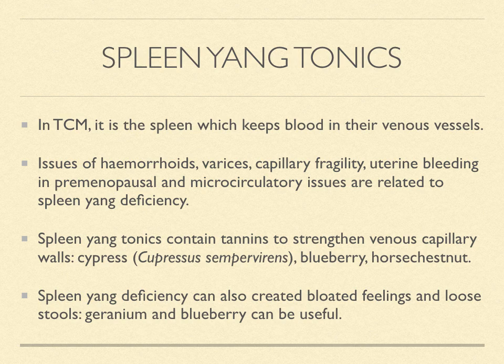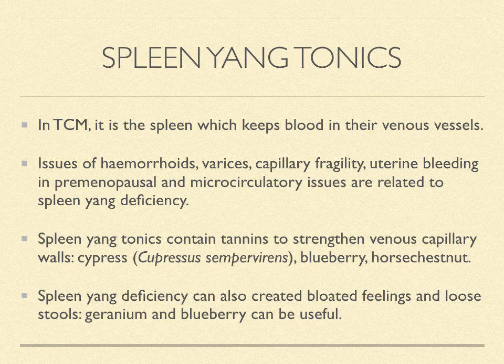So if we identify a spleen-yang deficiency in our patient with any of the above, then we think of spleen-yang tonics. So again, in TCM, they call them spleen-yang tonics, but we see that many of these herbs are indeed great for the venous walls because they contain tannins, which strengthen, tonify that capillary wall. Cypress, of course, is a good one. Blueberry and horse chestnuts are other examples. Blueberry is also particularly good for the microcirculation in much smaller capillary beds and particularly in the eye.